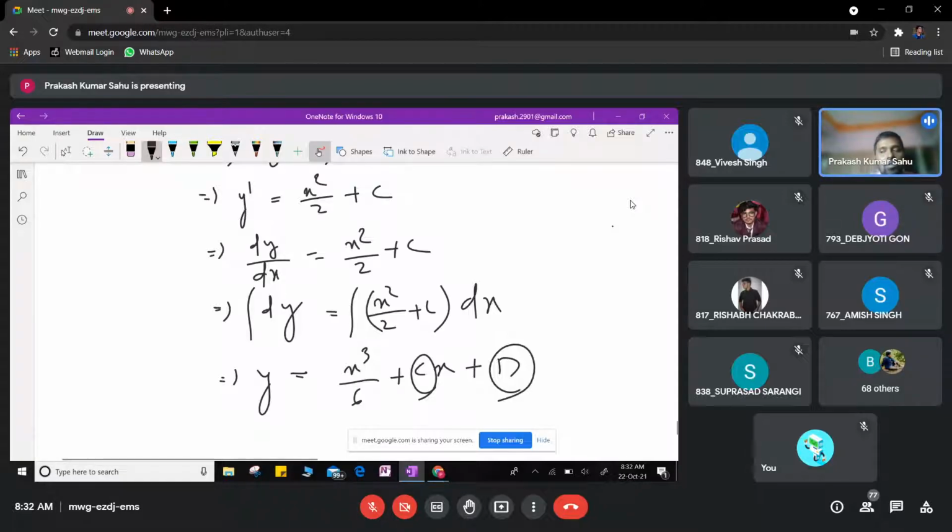So similarly, you can solve third order, fourth order, but you need to know only how to solve the first order differential equation. Okay, and second order, third order differential equations, you have to know.